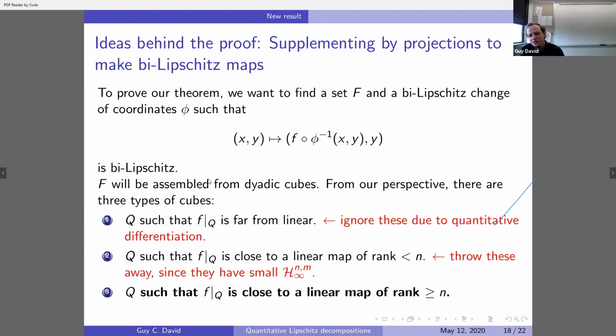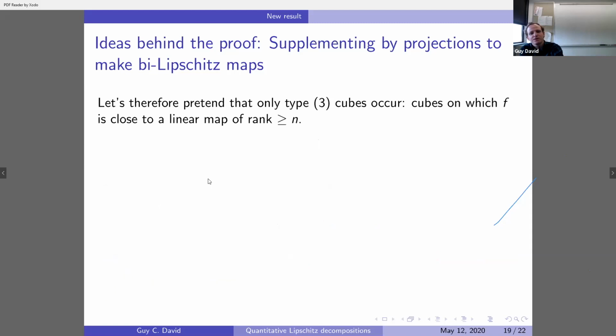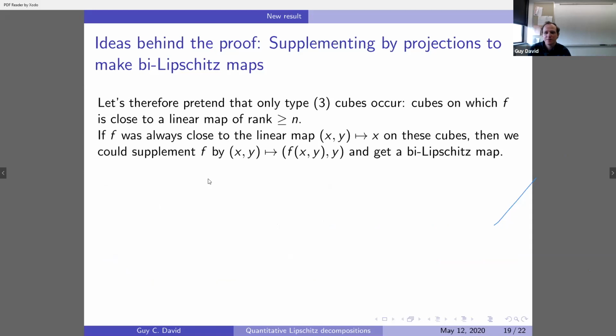And so the remaining cubes, and the only cubes I'm going to think about, are cubes where your mapping is close to a linear map of rank n, right? Or rank at least n, right? These are kind of the good cubes, okay? And I'm going to pretend that these are the only cubes in the world. Okay. So let's pretend that only these good cubes happen. You're close to a linear map of rank at least n. So good cubes are cubes where you're close to a linear map of rank n.